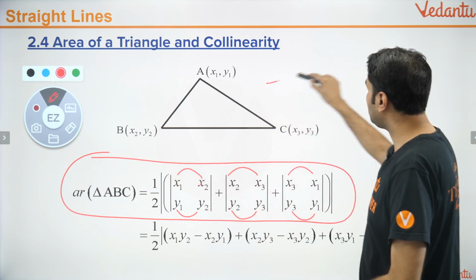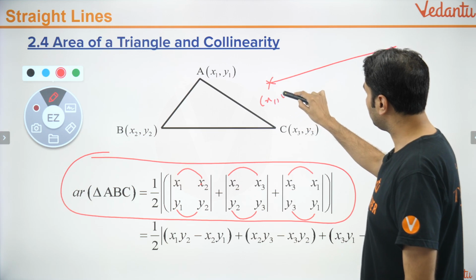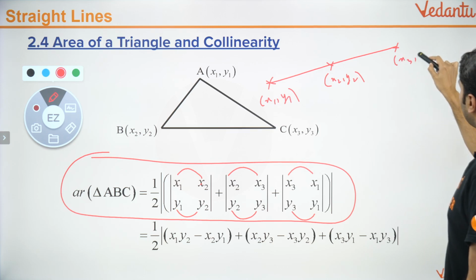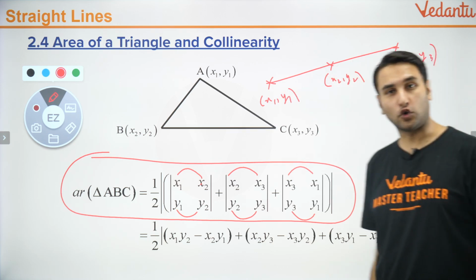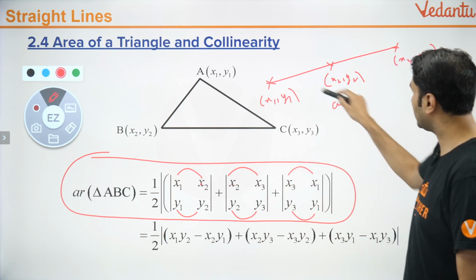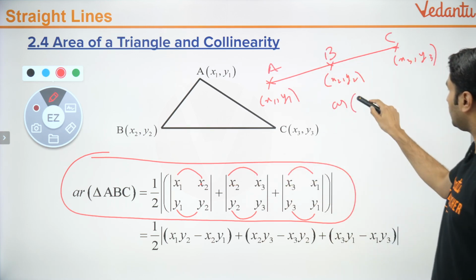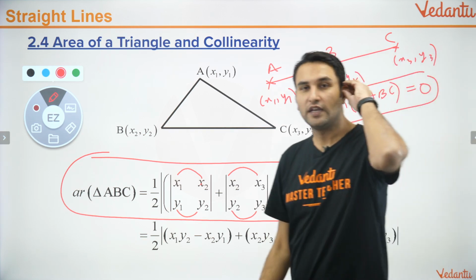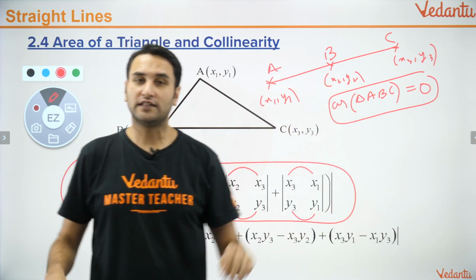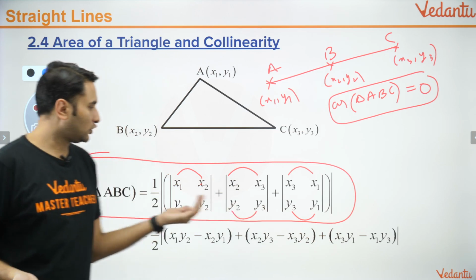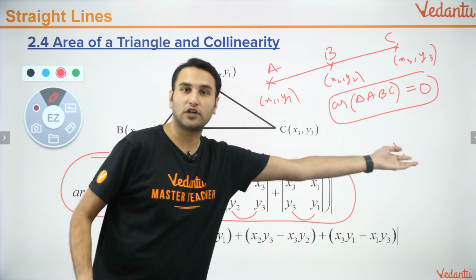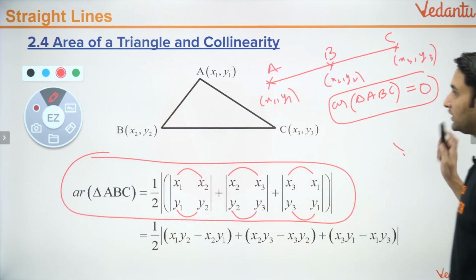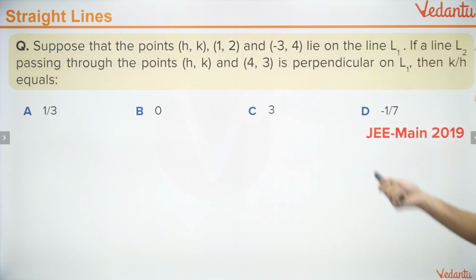Imagine 3 points are collinear: x1 y1, x2 y2, x3 y3. If these 3 points are collinear, then what will be the area of the triangle? If these points are A, B, C, then area of the triangle ABC बच्चों कितना हो जाएगा? 0. So if 3 points are collinear, if this condition is given, then you can put this thing equal to 0. That will create a relation, all right, that you can use. Let's see an example. Look at this problem.